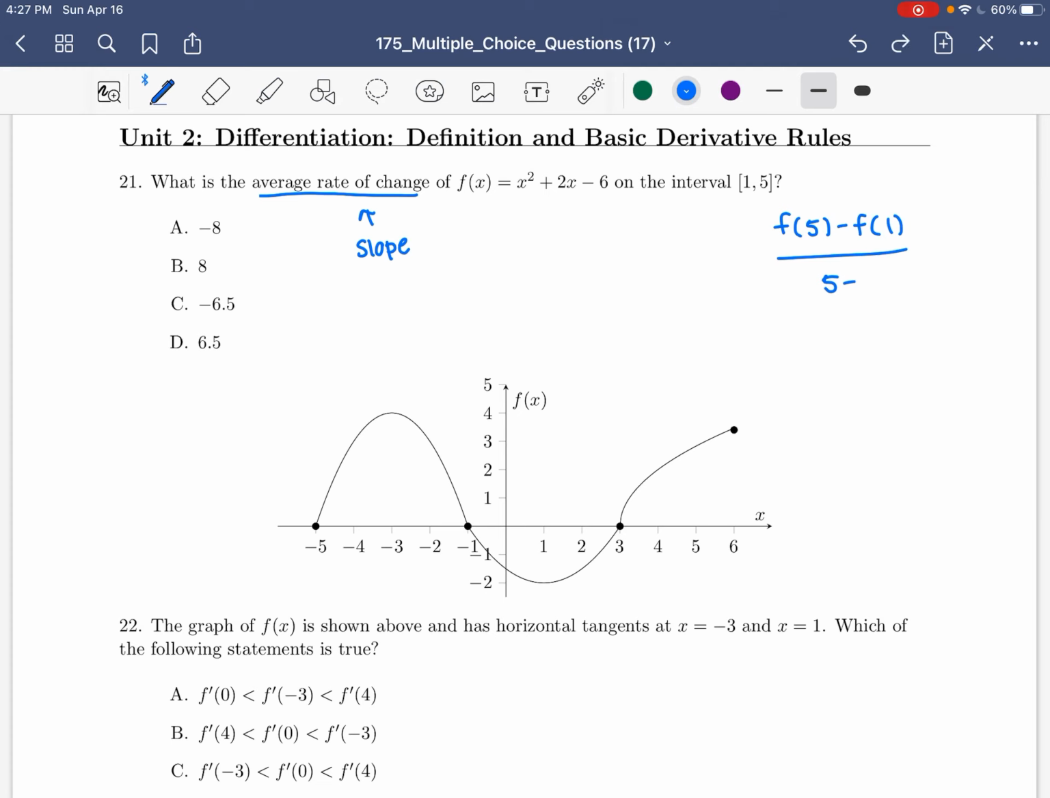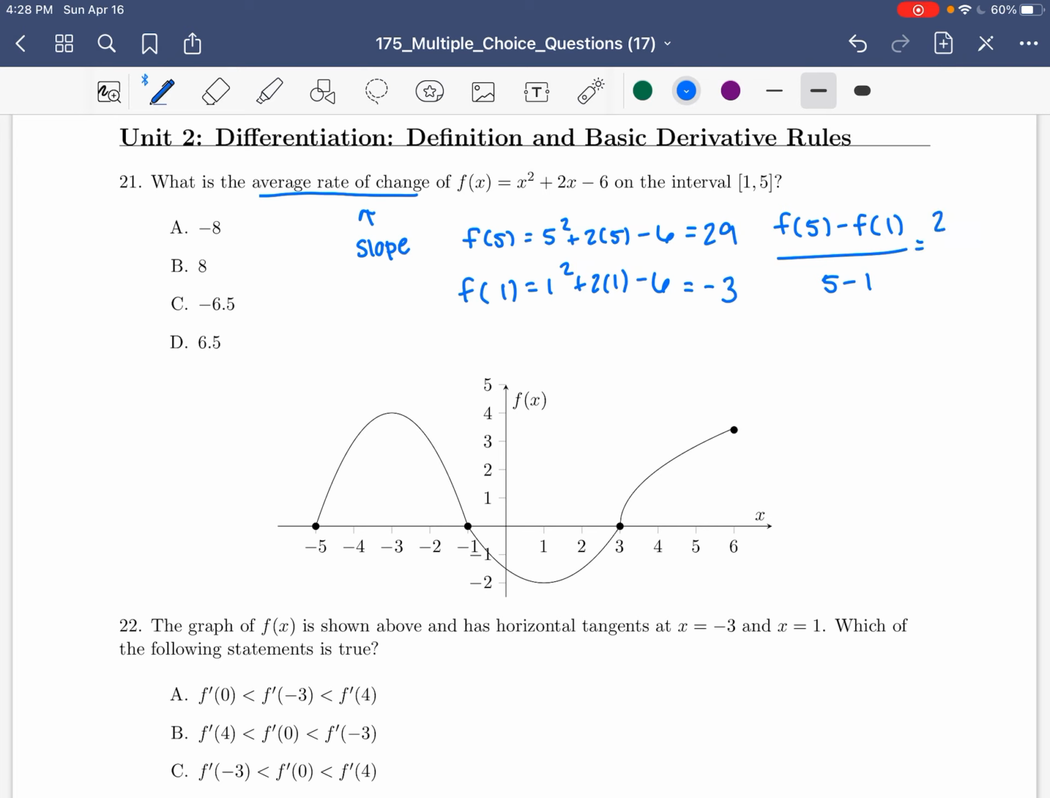over 5 minus 1. So if you plug in 5 here, f of 5, you're going to get 5 squared plus 2 times 5 minus 6. So that's going to be 25 plus 10, so 35 minus 6 is going to be 29. Okay, then we have f of 1. So that's 1 squared plus 2 times 1 minus 6. So 3 minus 6 equals negative 3.